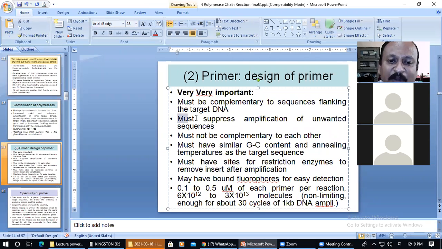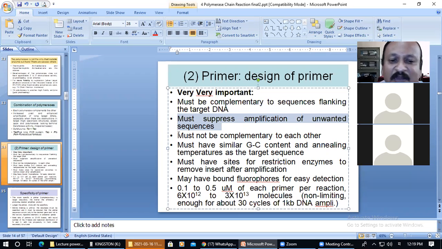This particular primer must not amplify any unwanted sequence. It should not go and bind to any other region on the DNA. Therefore, whatever sequence is there at the extreme end of the DNA, the flanking region, that sequence should not be present anywhere in the target DNA. If the same kind of sequence is there anywhere in the DNA, then the primer might bind to that portion, and the product which will be amplified will not be the desired product.